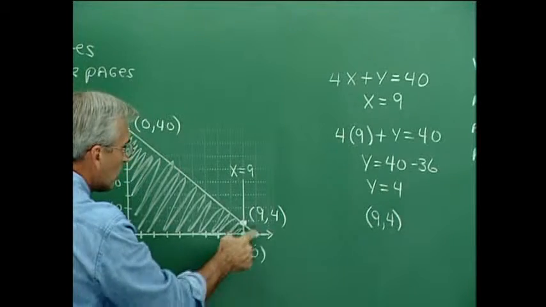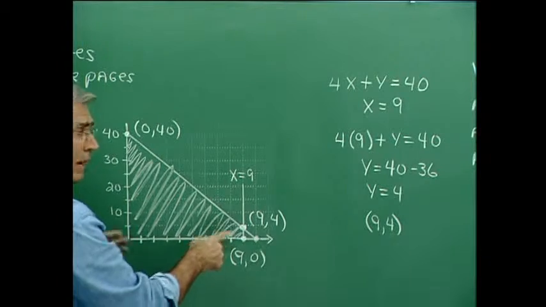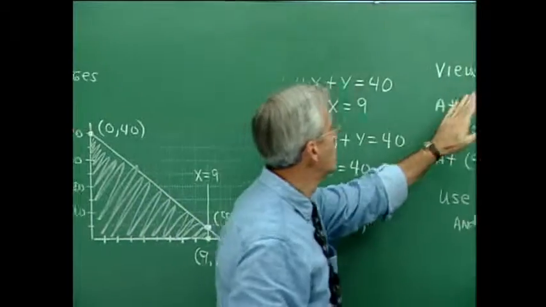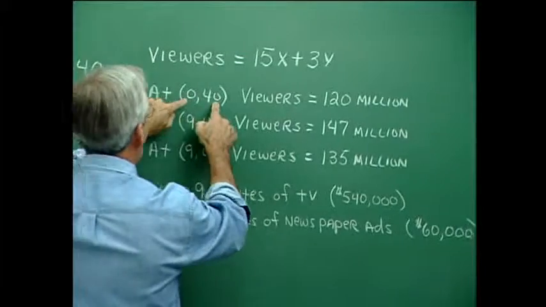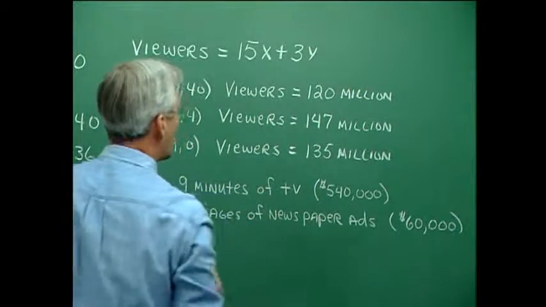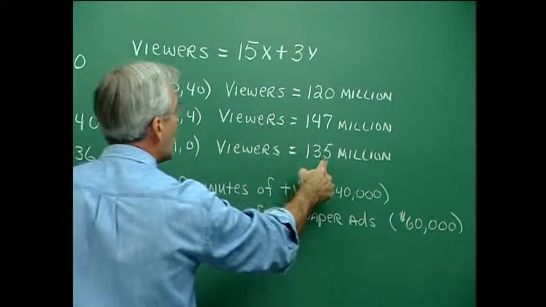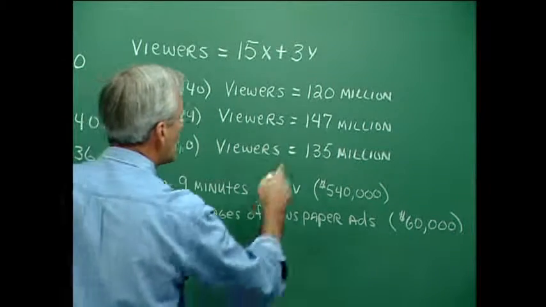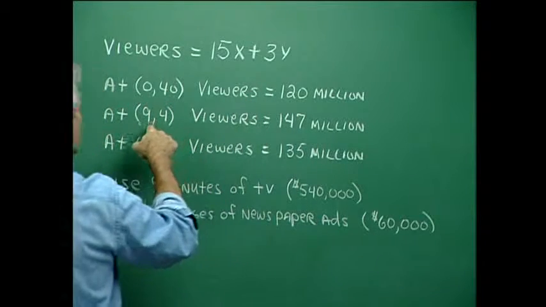All right, now we want to evaluate our objective function for the values given by the coordinates of these 3 points. And here's how that works. So the number of viewers is 15x + 3y at the point (0, 40). 0 replaces x and 40 replaces y, so the number of viewers would be 120 million. And at (9, 4), the number of viewers is 147 million, and at (9, 0), 135 million. We want to maximize the number of viewers. The maximum number of viewers, 147 million viewers, is found at the point (9, 4).